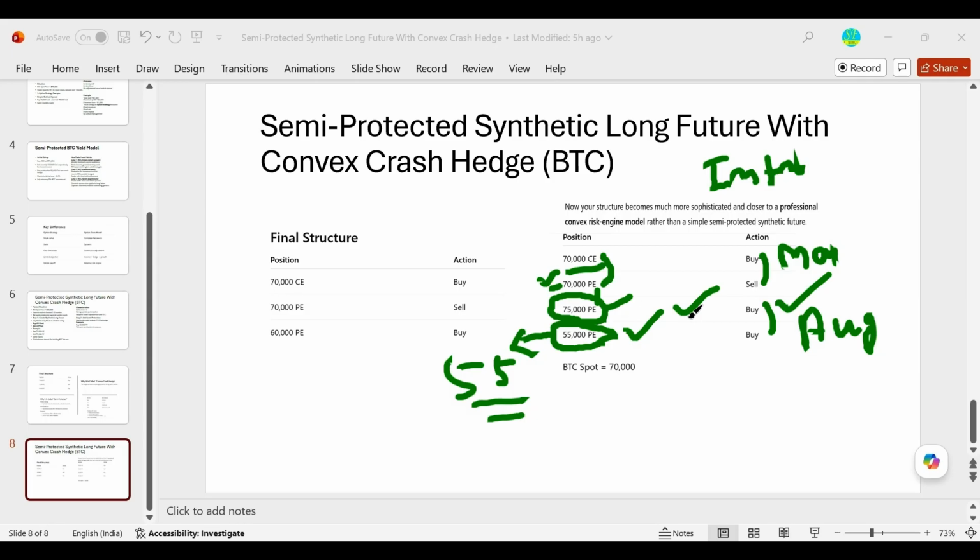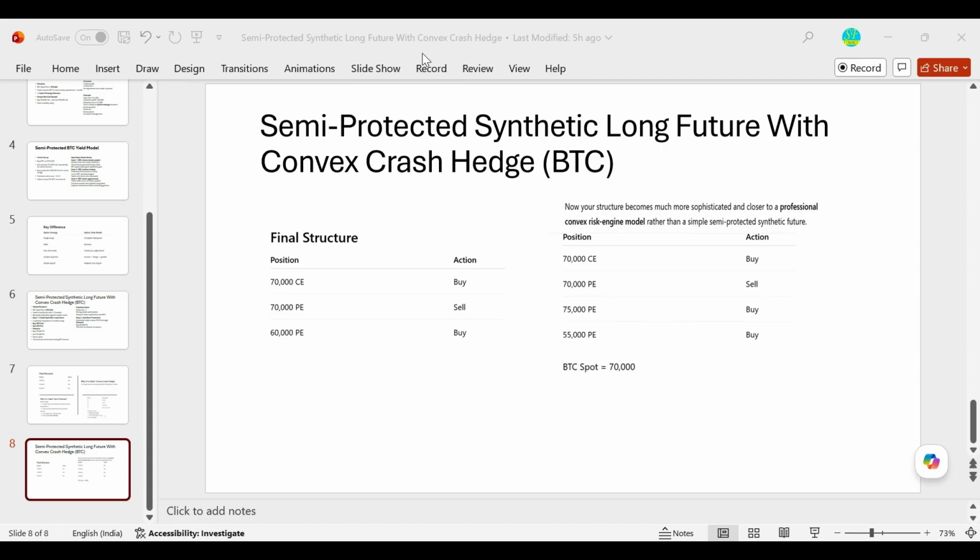I'll just bring down my synthetic futures. So the 55,000 strike I cannot have, I can have 50,000, 56,000, 57,000, or 60,000. I can bring it there, so that I will have a greater hold on the strategy. But here, one catch is there in this particular setup, which we call the professional convex risk engine model.